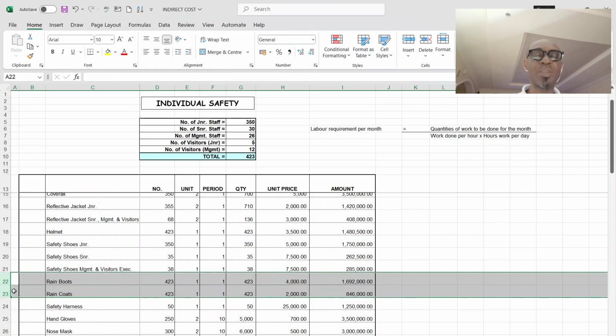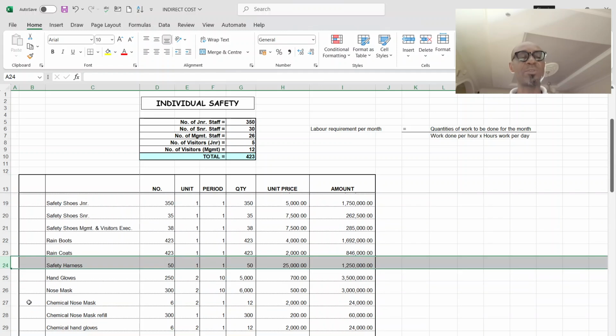Since it is a 1 year project, and we have one rainy season in a year, you need to provide a rain boot and a raincoat for them to come to work, even if there is rainfall. And sometimes if the rain is mild on site, they can as well wear it to do some sketchy job. So you make provision for one each. If it is a 2 year project, they are going to have two rainy seasons, so you have to provide for two. If it is a 3 year project, you have to provide for three.